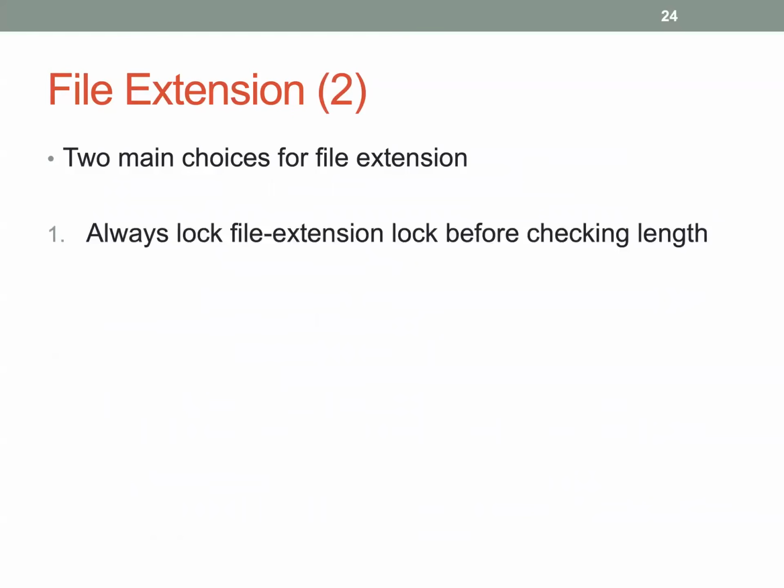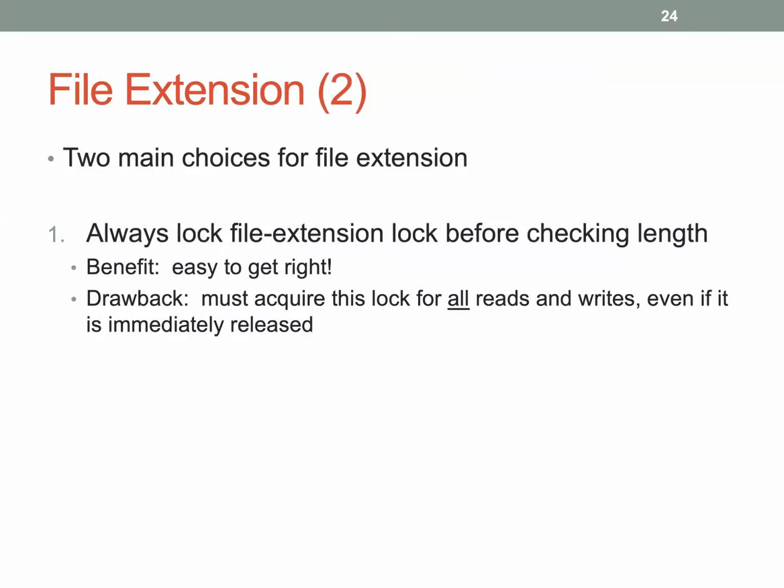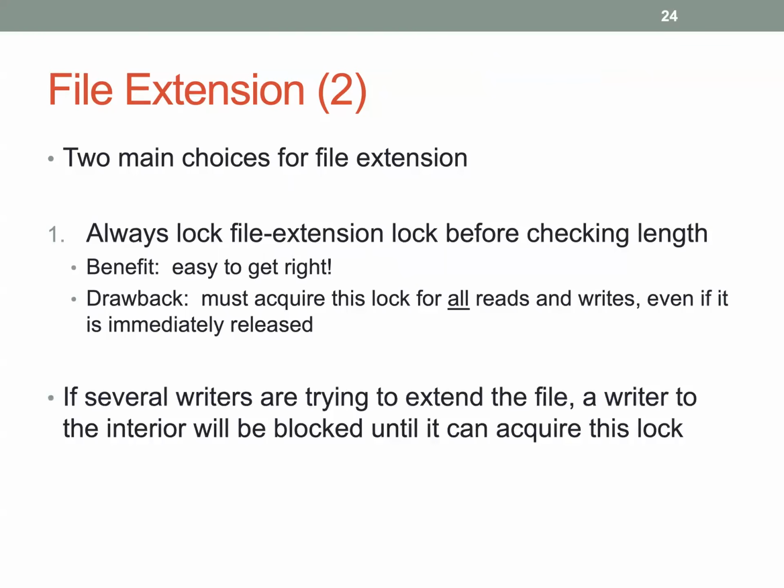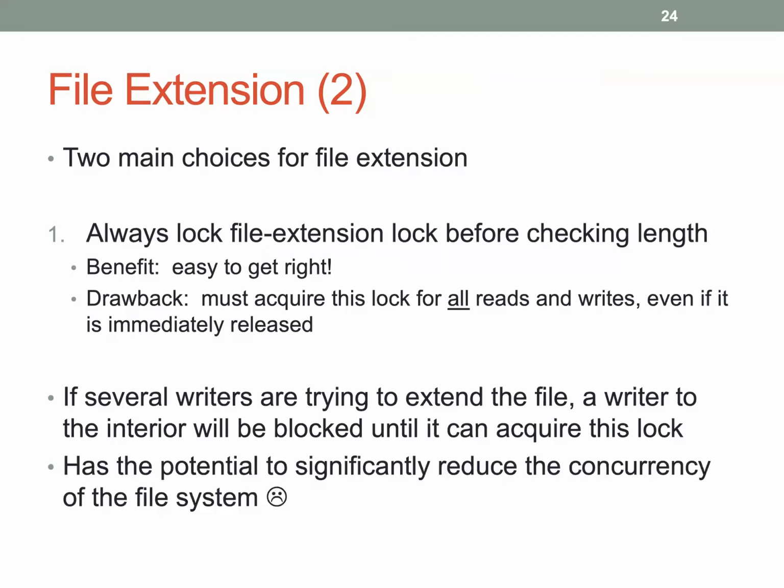Okay, so two main choices. Always lock the file extension lock before checking the length. As I mentioned, this will create some issues. Like I say, it's easy to get right, but the drawback is you have to acquire that lock for everything. And so if you have several writers trying to extend the file, the writes to the interior will be blocked until they can acquire the lock. So this approach is kind of unacceptable.